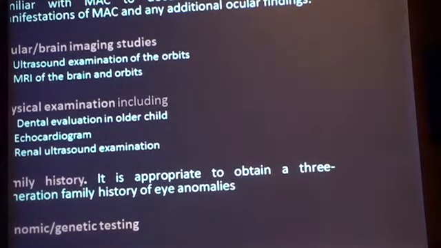Ocular and brain imaging must be done. Physical examination included dental evaluation, echocardiogram, renal ultrasound examination, a family history to obtain a 3-generation family history, and finally a genomic and genetic test.